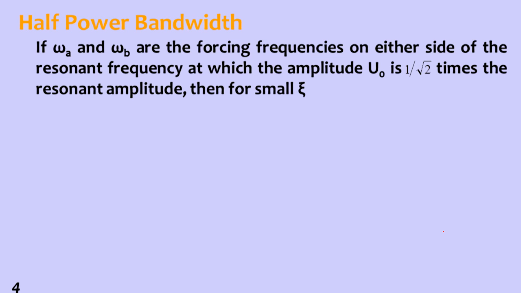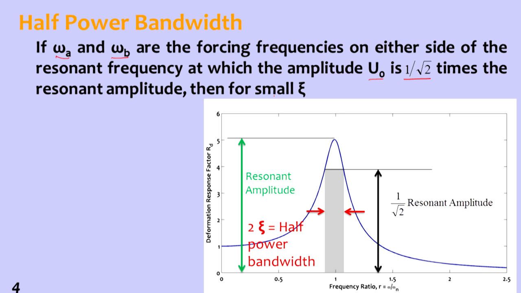Now let us look at the Rd curve and what properties it has. Let us look at this statement: when omega A and omega B are the forcing frequencies on either side of the resonating frequency at which amplitude u0 is equal to 1 by root 2 times the resonating amplitude, then for all small values of zeta there is a relationship. Let us discuss that. So this is an Rd curve.